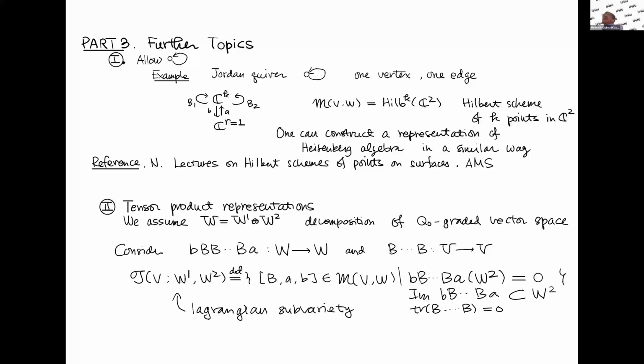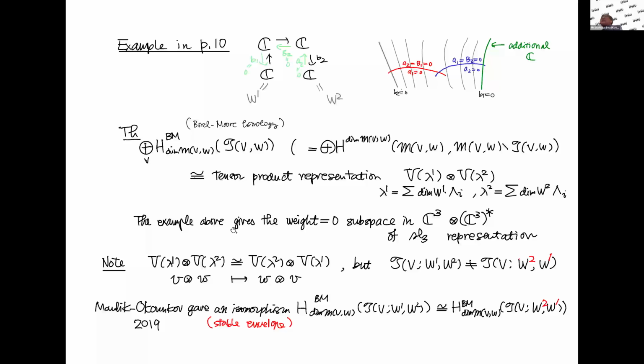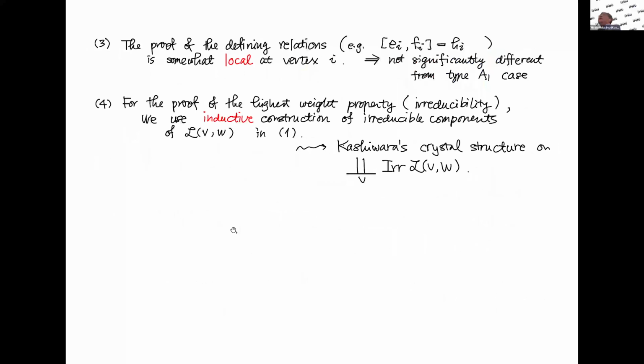I just mention that there are some additional topics which I planned to talk about, but unfortunately I don't have time. The first topic I planned to mention is the case when we allow edge loops. In this case, you have the Heisenberg algebra instead of the Kac-Moody algebra. In the second and third parts, I planned to talk about the realization of tensor product representations. That is very crucial for the later development of quiver varieties.